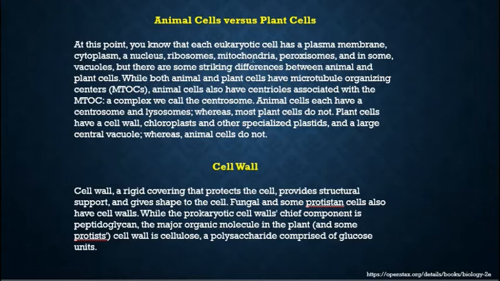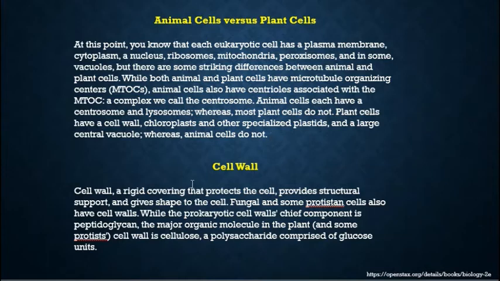So at this point you already know that each eukaryotic cell has a plasma membrane, cytoplasm, nucleus, ribosome, mitochondria, peroxisome and vacuole. But there are some striking differences between animal and plant cells. Both animal and plant cells have microtubule organizing center. Animal cells also have centrioles attached, a complex we called centrosome. Animal cells each have a centrosome and lysosomes. However, most plant cells do not. Plant cells have a cell wall, chloroplast, and other specialized plastids, and a large central vacuole, whereas animal cells do not. So let us look at each one of these instances separately.